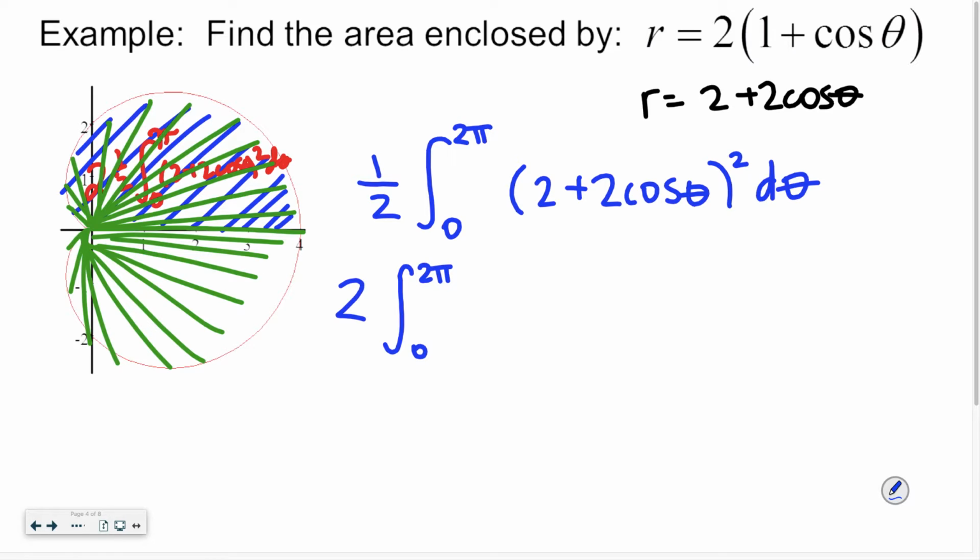Wait, how are you able to take the 2 squared out? You just factor out the 2 squared, and 4 times 1/2 is 2. Okay, I understand.